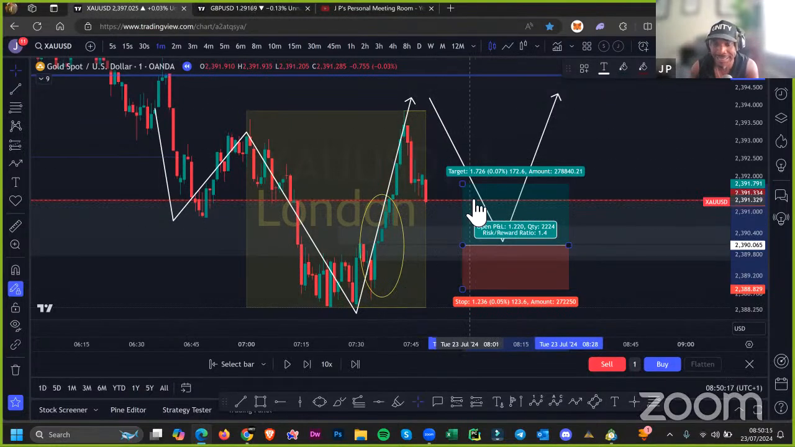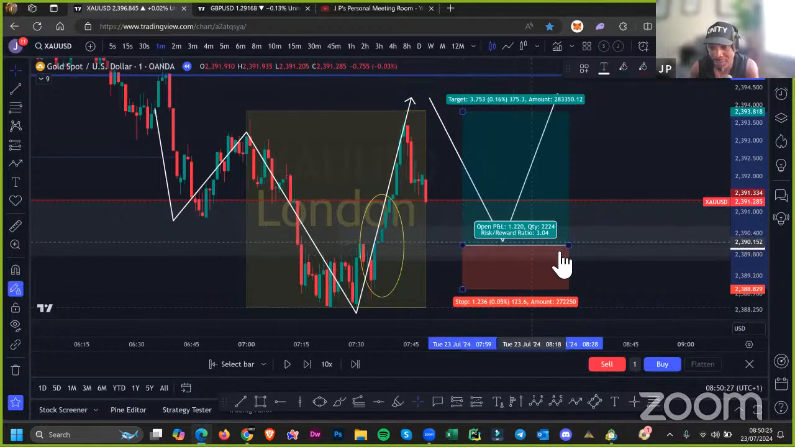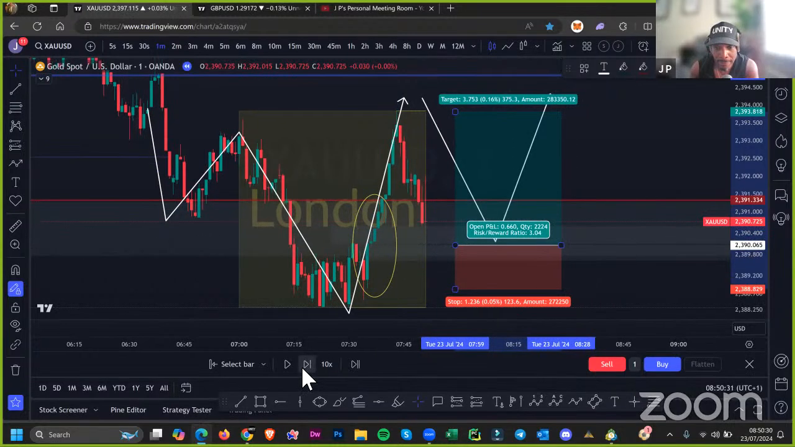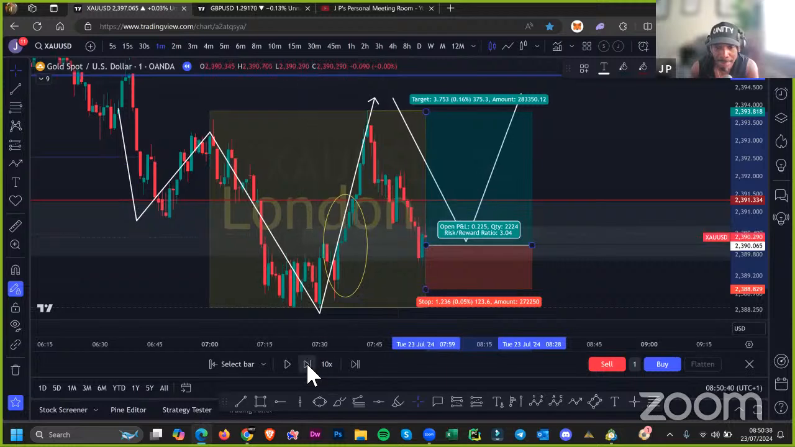Tick, tick, tick. At least I'm going to be targeting these London highs once again. All right. For my 1 to 3, which in our instance would have banked us 1.5% and been completely risk-free. Let's have a look and see what happens. Right in that zone, right into our candlestick zone over here. Let's see what happens.